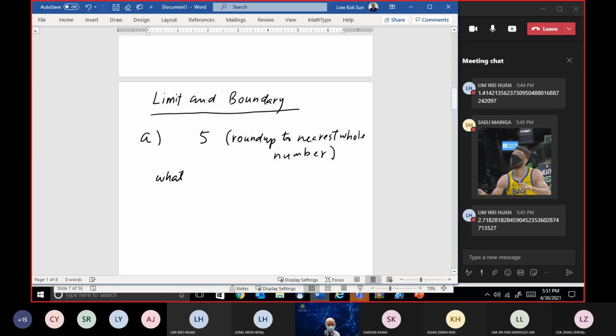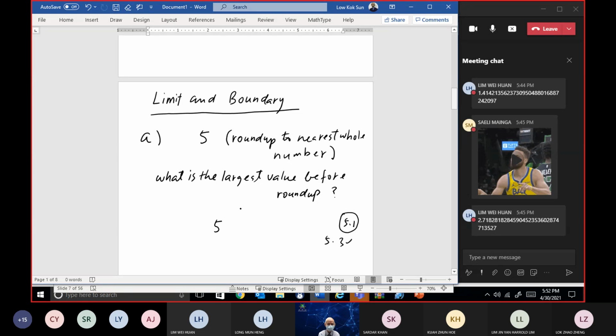So I ask you, what is the highest value, the largest value before round up? 5, what is the biggest value it can be? Can it be 5.1? If I were to round to the nearest number, it becomes 5, right? So it may be 5.1. Can it be 5.3? Yes. After round up, it becomes 5.